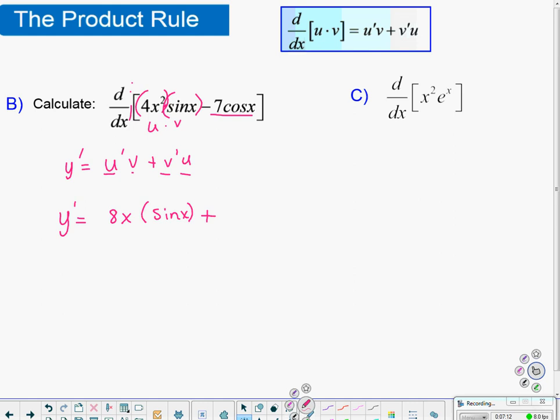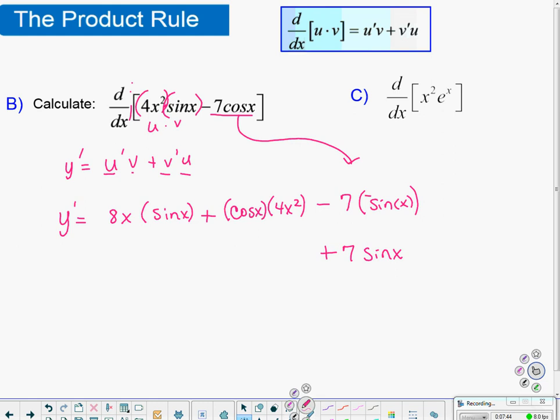Add, now I need to take the derivative of the second thing, which is cosine x, and we'll multiply it by the first function, no derivative. Now we're into minus 7. The derivative of cosine is actually negative sine, but I need to simplify this. This will become positive 7 sine x.